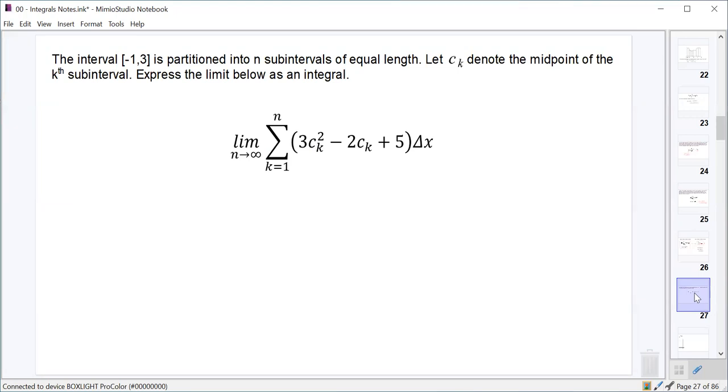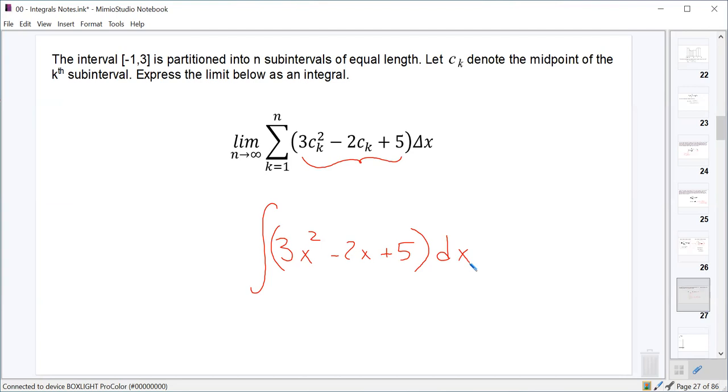So the first thing we know we're going to need is an integral sign. And within that integral sign, we just need our function. So this will be our f of x, except instead of writing c sub k squared, because we no longer care about the midpoints of it, we just care about the function itself. It'll just become 3x squared minus 2x plus 5. And then the delta x is effectively just our dx, that infinitesimally small piece of x.